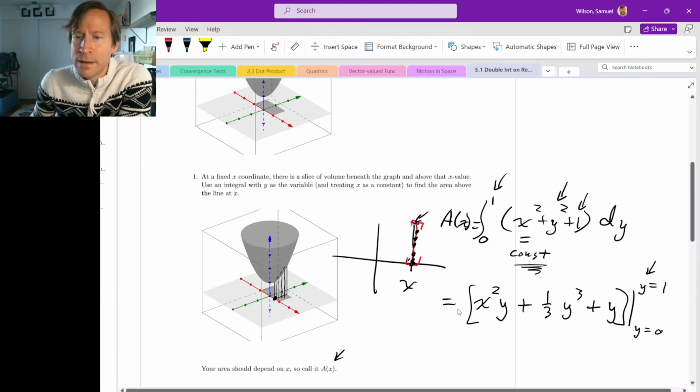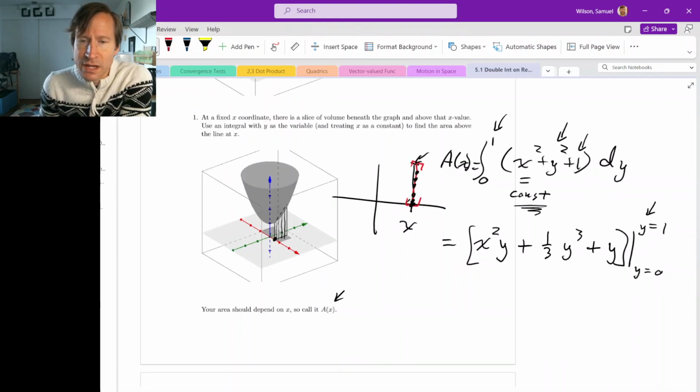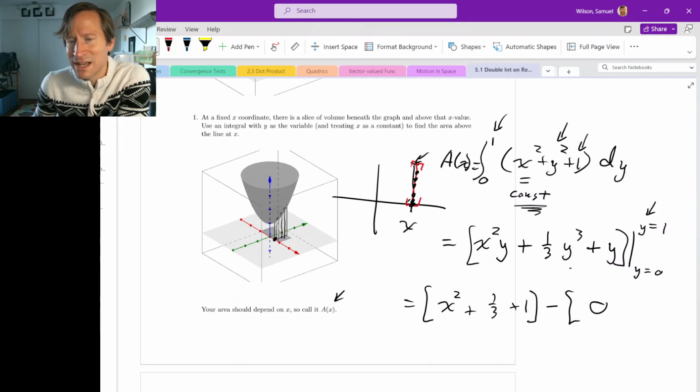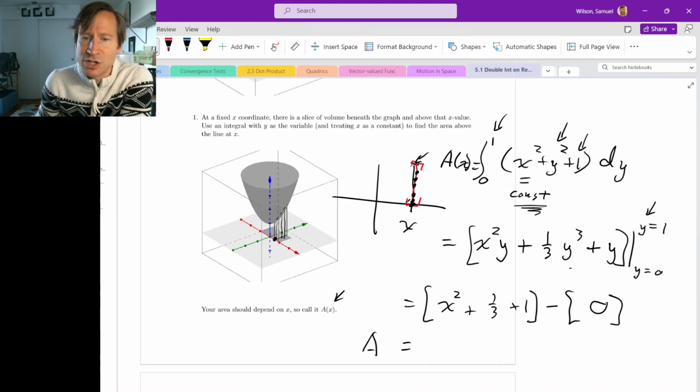If we want to, we could amend our notation by explicitly writing down what variable these bounds are for. Okay, so then when we plug everything in, we get x squared times 1, so that's x squared, plus 1/3 times 1 cubed, that's 1/3, plus 1, minus, and then plug in our zeros, and we get nothing but 0 when we plug in our y values. So this area function, that is the area above the slice at position x, is x squared plus 4/3.